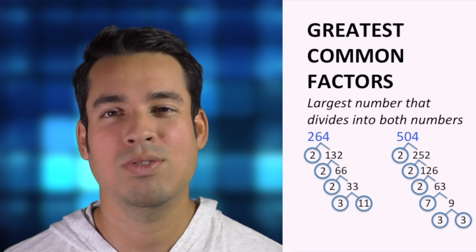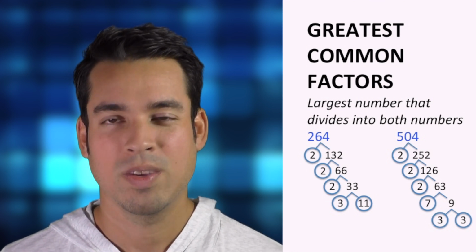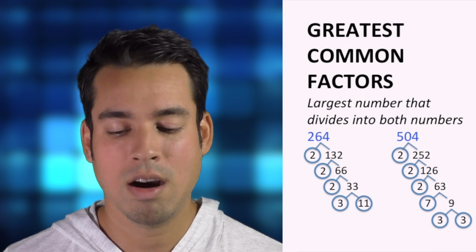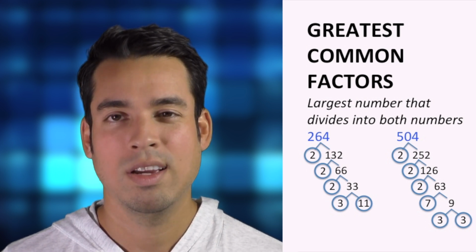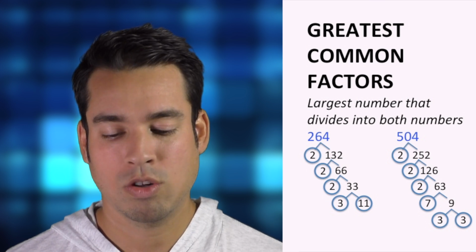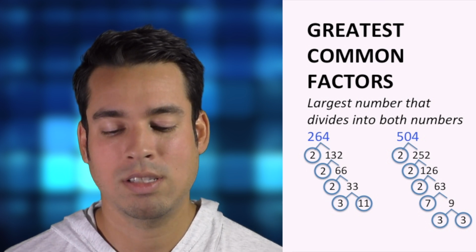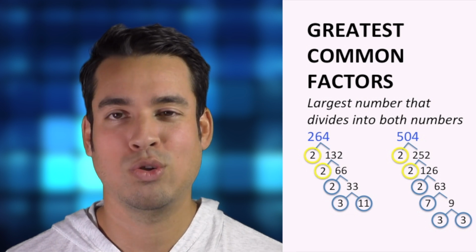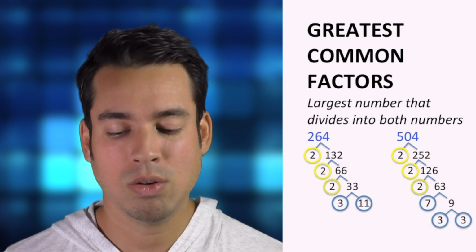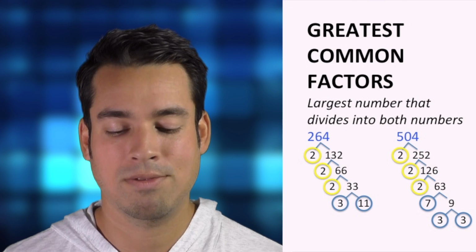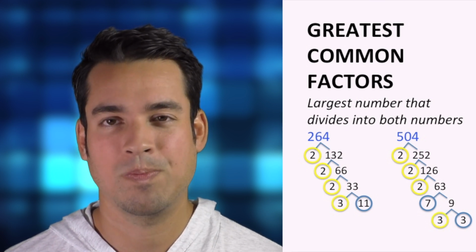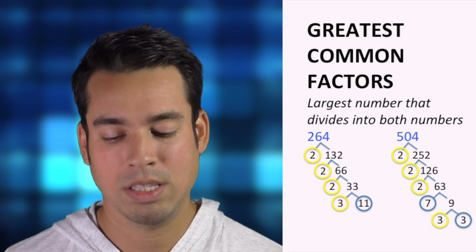Okay, so how does this help us find the greatest common factor? This is the really cool part. Now all we do is look at what the common prime numbers are across these trees. We're going to highlight them one at a time. First, I see a set of 2's that are common. I see another set of 2's that are common. I see a third set of 2's that are common. And finally, I see one set of 3's that are common. So now I've highlighted all the common pieces.